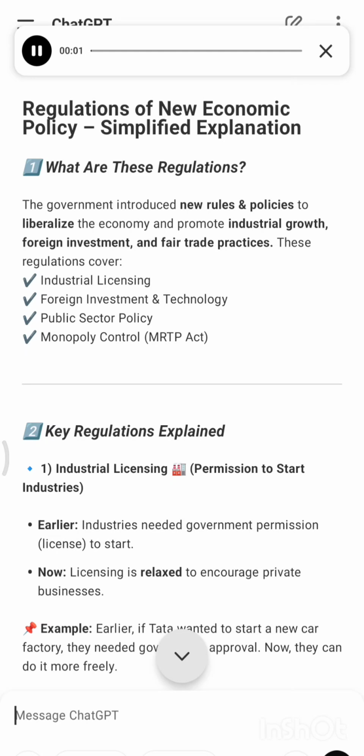Regulations of the new economic policy, simplified explanation. 1. What are these regulations? The government introduced new rules and policies to liberalize the economy and promote industrial growth, foreign investment, and fair trade practices. These regulations cover industrial licensing, foreign investment in technology, public sector policy, monopoly control, and the MRTP Act.